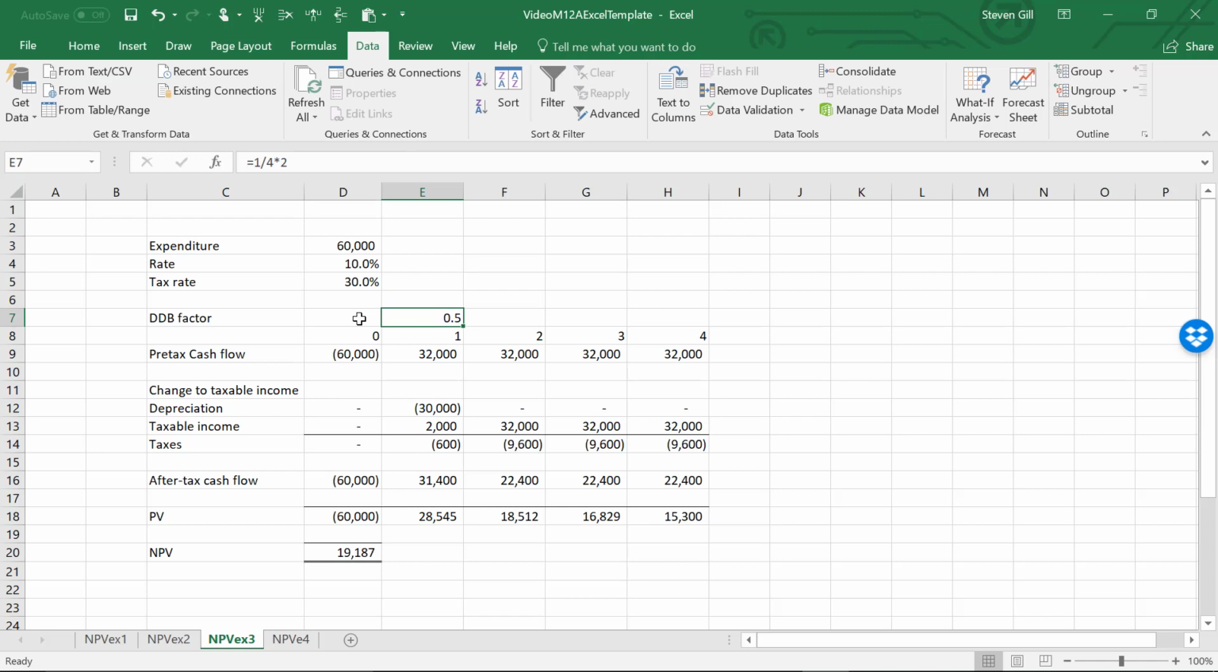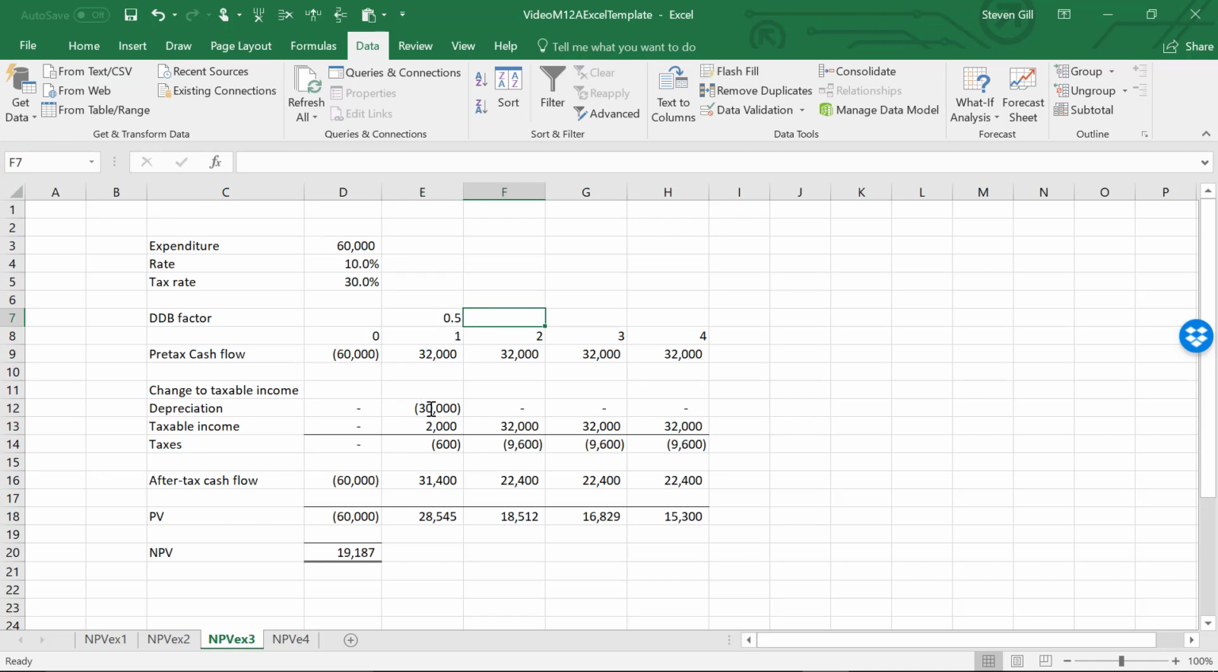So my double declining balance factor for the first year is 50%. So I can take depreciation and set up a formula that says take my initial expenditure and multiply it by 50%. And that's going to give me year one's double declining balance depreciation. Okay, so how about year 2?